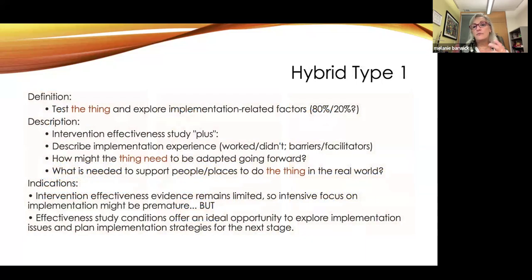So hybrid type 1, Jeff Curran, who first proposed the hybrid design, talks about the thing. The thing is your intervention or your innovation. So you're testing the thing and you're starting to explore implementation related factors. So it's really mostly an intervention effectiveness study, and then there's this little bit tacked on. So how might the thing need to be adapted going forward as you're still establishing it and developing it and building evidence for it? What's needed to support people and places to do the thing in the real world?